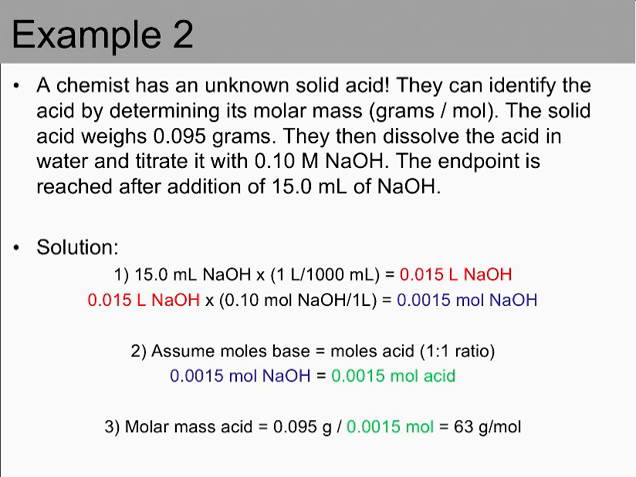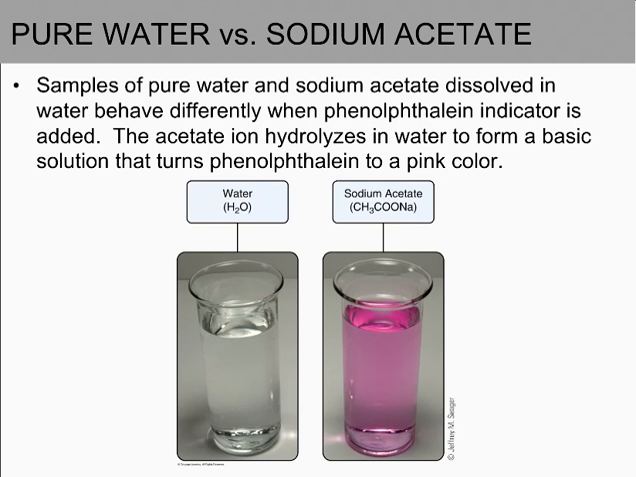Next time, we'll talk about something called a buffer. Buffers are a special type of solution that can maintain a certain pH level. No matter if you add acid or base to it, it will stay at the same pH. So we'll talk about that next time.